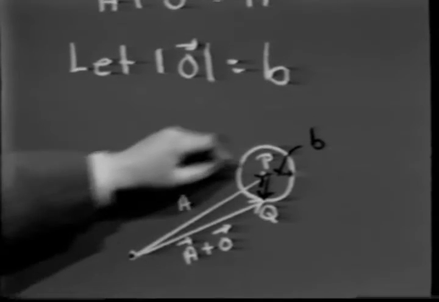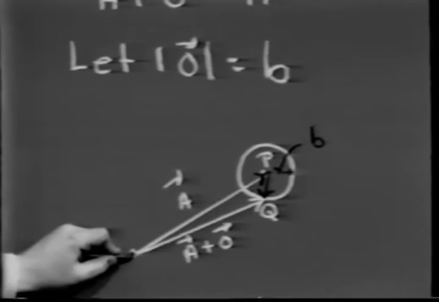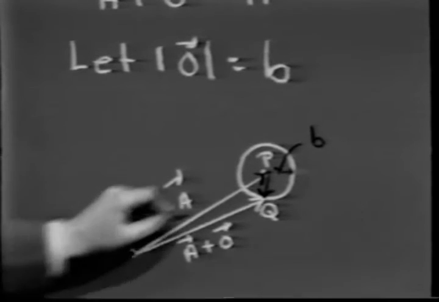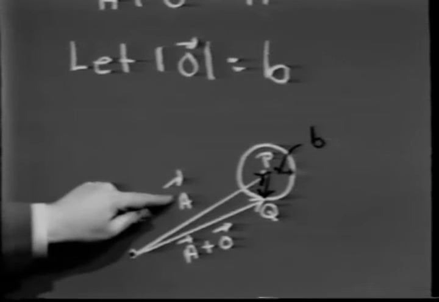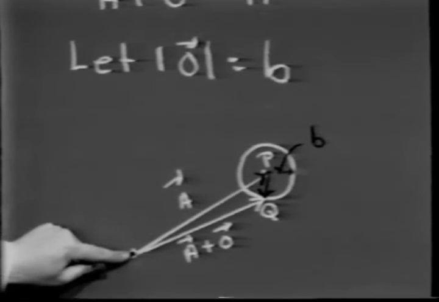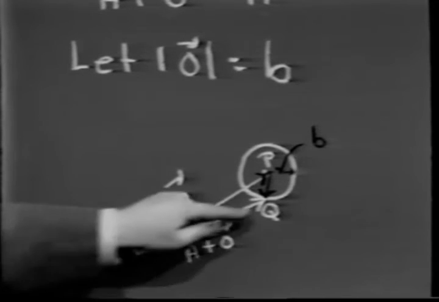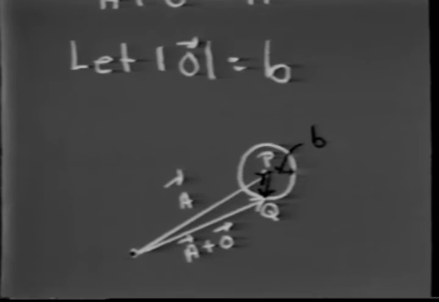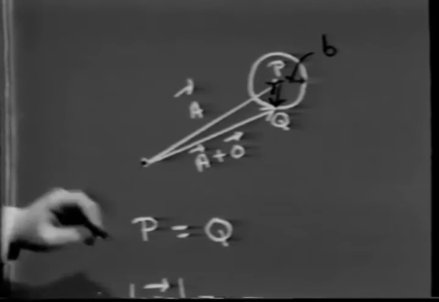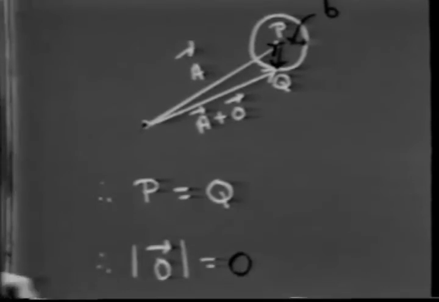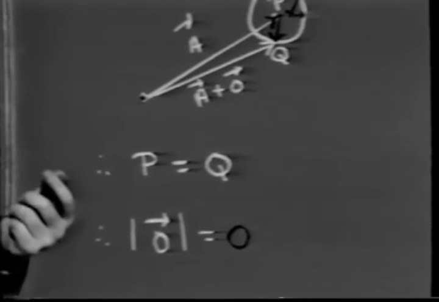Then a plus 0 is the vector that goes from this point to Q. But a plus 0 must be a. And since a and a plus 0 originate at the same point, the only way they can have the same magnitude, direction, and sense is that they must coincide. In particular, P must equal Q. And as soon as P equals Q, the magnitude of the 0 vector must be the number 0.